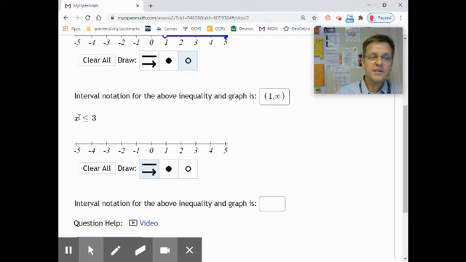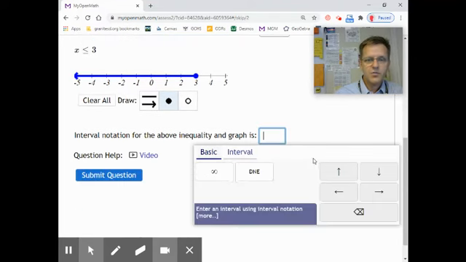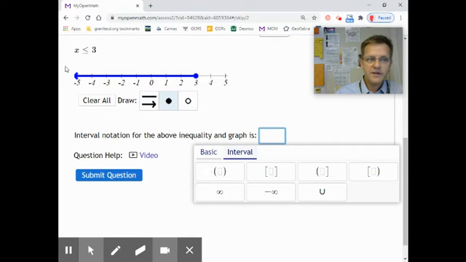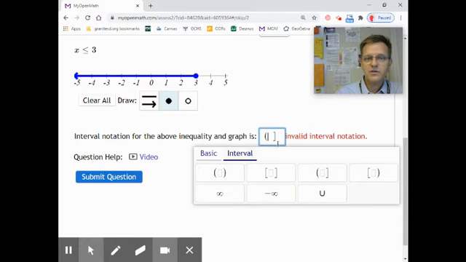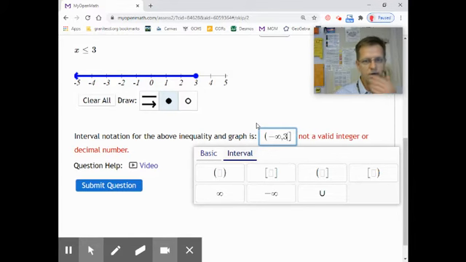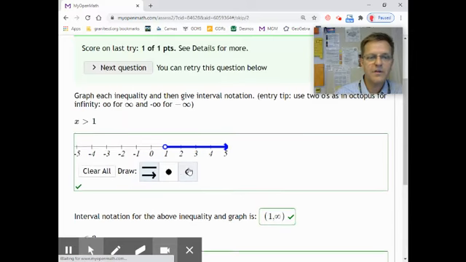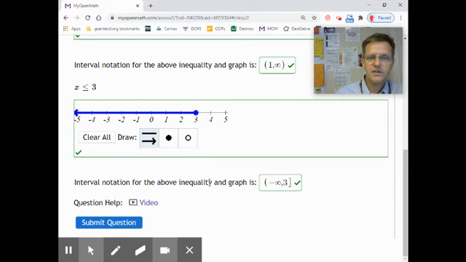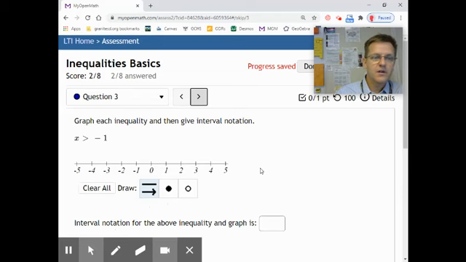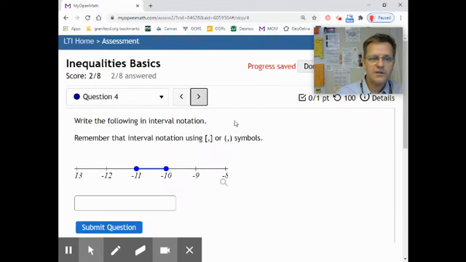How about this one? X is smaller than or equal to 3. So we start at 3, we go smaller, and because it could be equal, we're going to put a solid dot. Now this one, let's go to interval here. The left side is a round bracket because you can't get to infinity, and the right side is going to be a square bracket because you can get to 3. So it'll be negative infinity all the way to 3. Okay, there you go. And notice again, there's a special video just for these attached on here if you want to watch those. This works the same way. I'm going to go ahead and continue on.